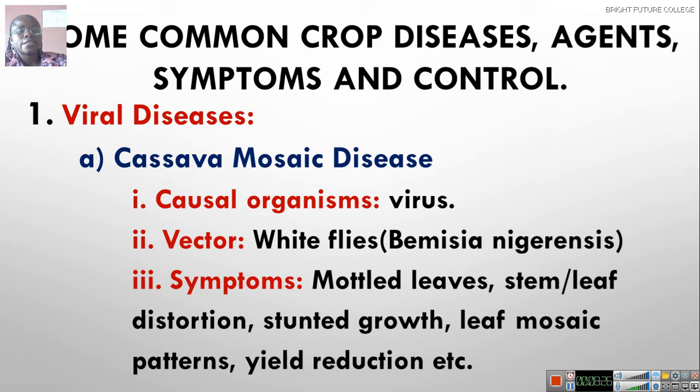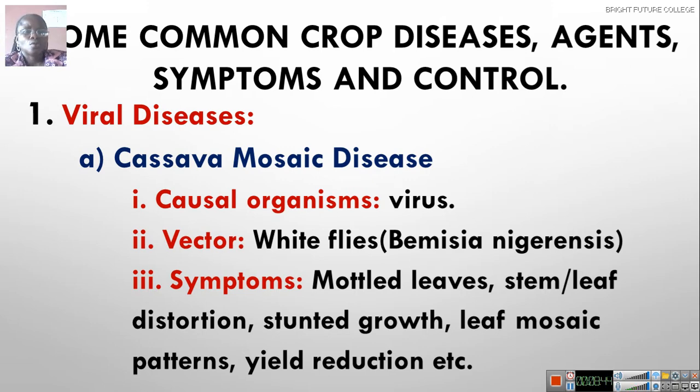We will look at the vector. We will also look at the symptom. Now I want to start with number 1, causal organism. What causes cassava mosaic disease? It's no other thing than a virus. Take note, it is a virus.